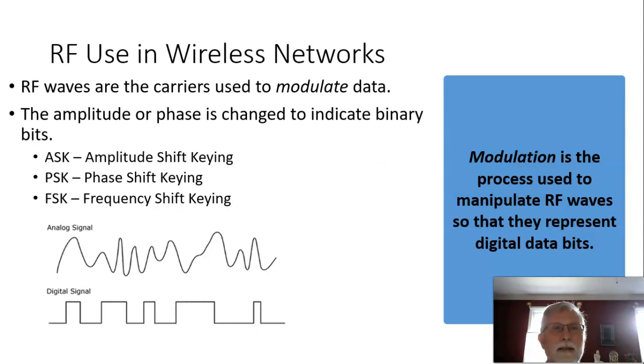Now, the question is, how is radio frequency used in wireless networks? Basically, it uses the RF waves as carriers that can have data applied, so that we can change the way that wave is to represent data. There are basically 2 that are used the most. Amplitude and phase are used the most in Wi-Fi networks.